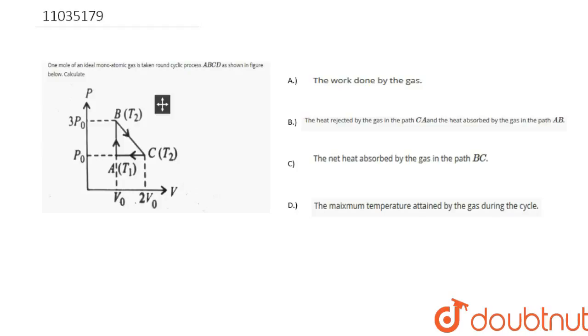ए टू बी, ये कैलकुलेट करनी है। थर्ड पार्ट है द नेट हीट एब्जॉर्ब बाय द गैस in the path P to C, and the fourth part is the maximum temperature attained by the gas during this whole cycle. So we'll start from part A.